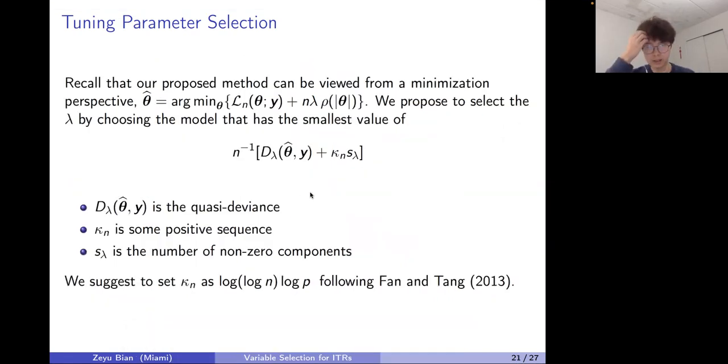Now I introduce our proposed method. Recall that our method could be viewed from a minimization perspective, because basically we are solving a penalized generalized linear model problem. So naturally, we propose to select the tuning parameter by choosing the model that has the smallest value of this quantity.